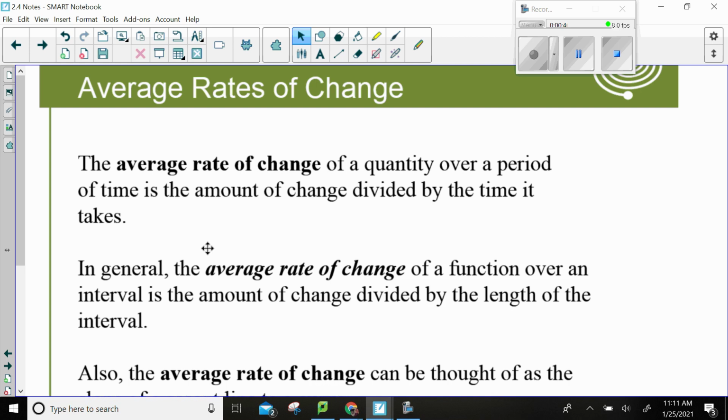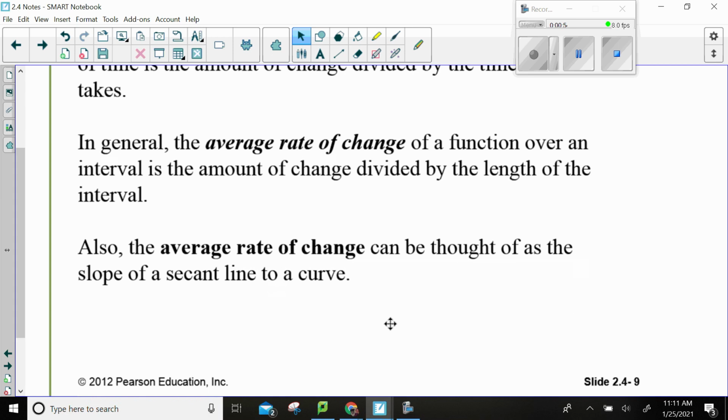In general, the average rate of change of a function over an interval is the amount of change divided by the length of the interval. Also, average rate of change can be thought of as the slope of the secant line to a curve. So secant line, we did a little bit in the pre-calc stuff, but a secant line is just 2 points, and you're just finding the slope between those 2 points.